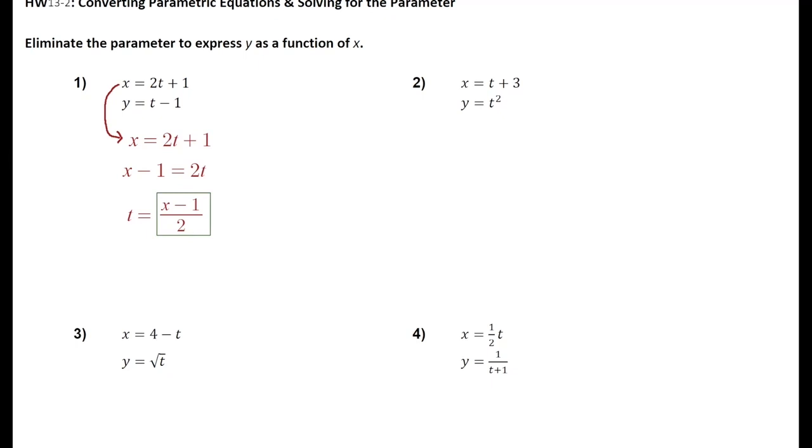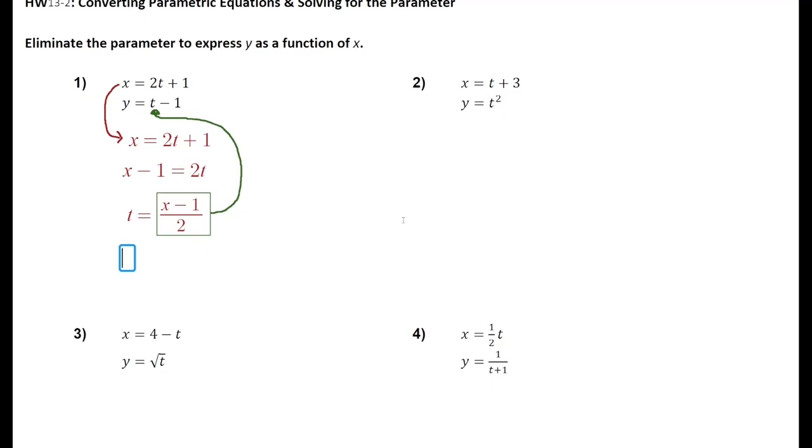I can use this expression here to substitute it back into t for the y equation, and then just simplify after that. And so what that's going to do is give our equation for y in terms of x rather than t. So we're converting this from a set of parametric equations to a single rectangular equation.